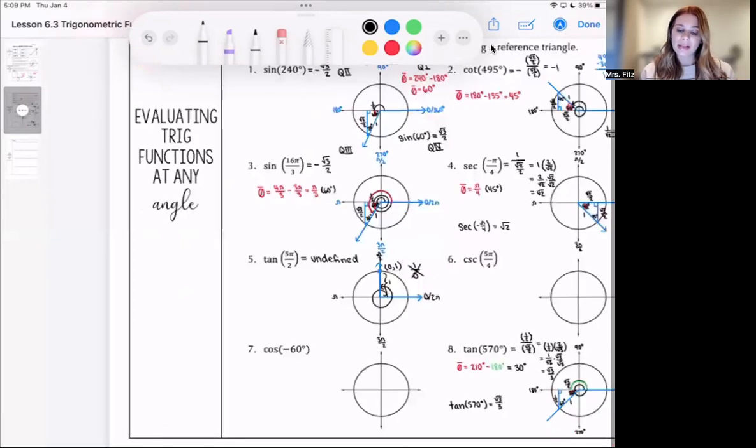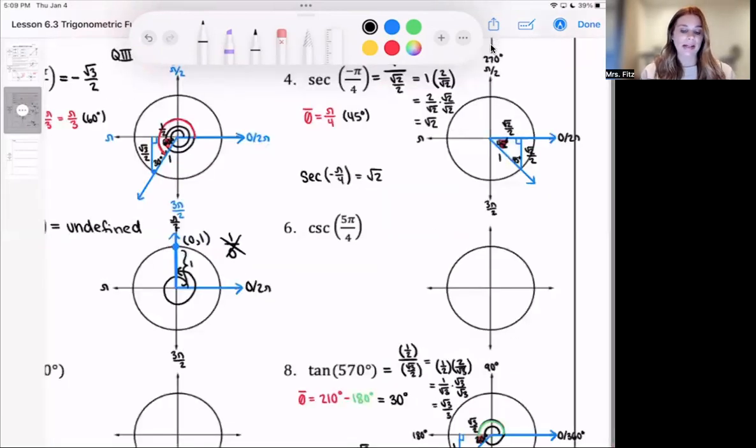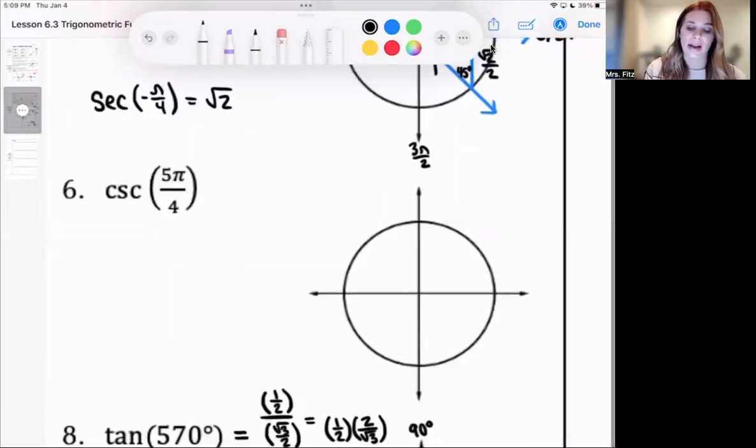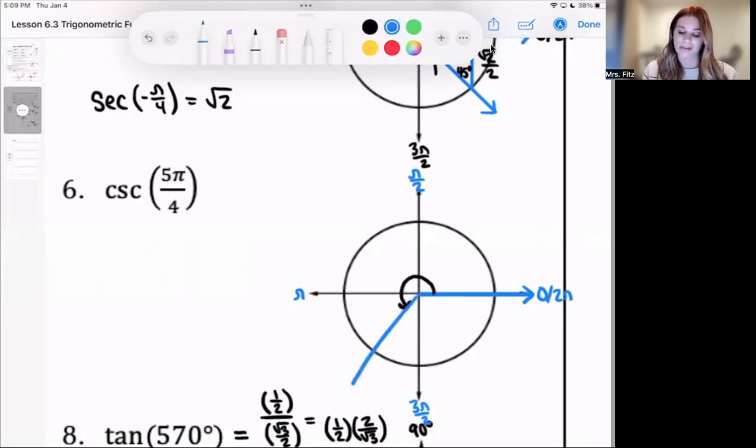Okay, let's go ahead and look at number 6. So we have cosecant of 5 pi over 4. So once again, we draw our initial side. We're going to go 0 to pi. This is pi over 2. This is pi. This is 3 pi over 2. All right, 5 pi over 4, it's a little bigger than 4 pi over 4. So we're landing in quadrant 3, it looks like. Again, lots of these were in quadrant 3.